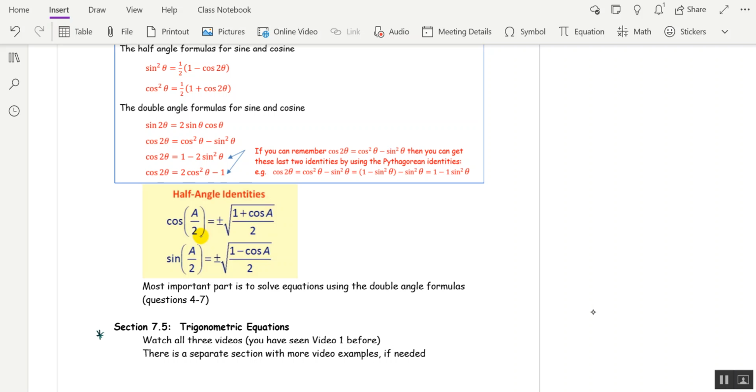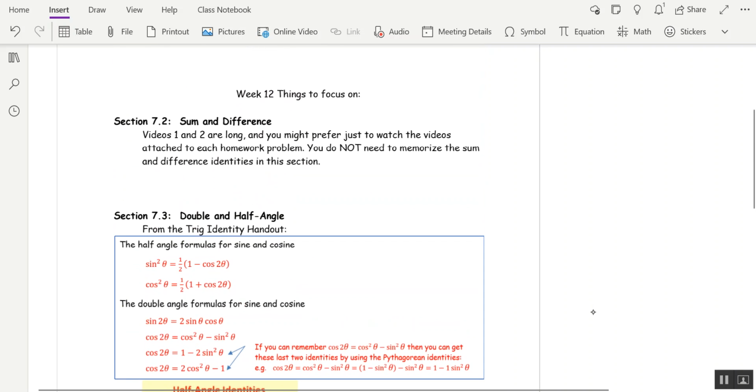All right, now let's back up. Section 7.2 is not super important, but you should know about the sum and difference formulas. The videos in this section are pretty long and they involve proofs, and so you might just want to jump to your homework and watch the videos that are attached to each homework problem.